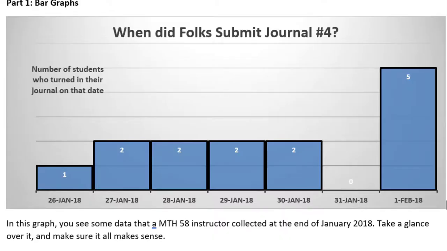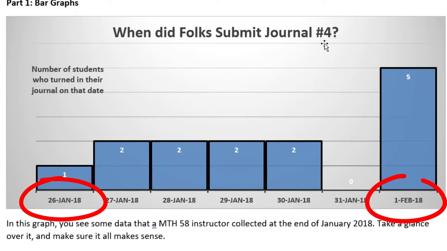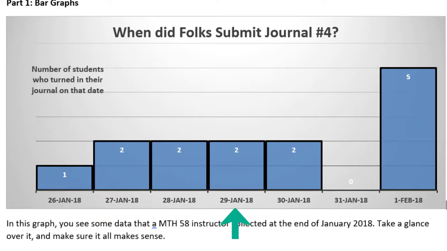It really depends on how you define typical, and that's what I'm getting at. You might say to yourself, well, typical would be the date that the most students turn things in, in which case you'd probably say February 1st, because 5 out of 14, or roughly 1/3 of the class, turned in their journals on that day. Totally fine. But you might also define typical as, well, this was the earliest one turned in. This was the latest one turned in. If I go somewhere in the middle, I'm going to call this typical. So I'm going to call January 29th typical. It really just depends on how you define typical.